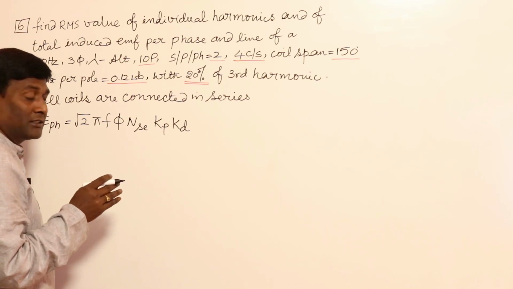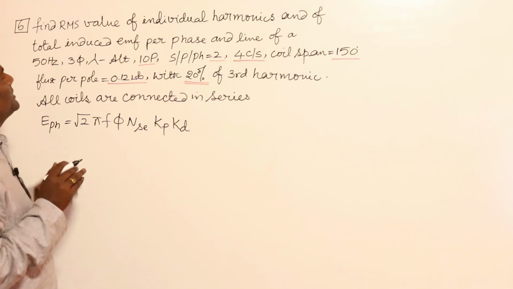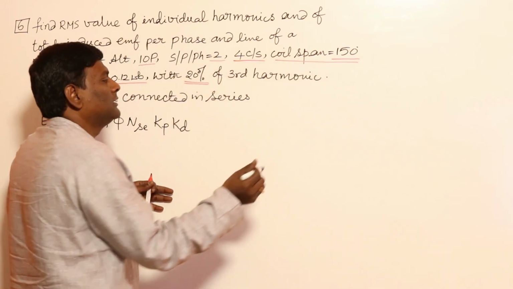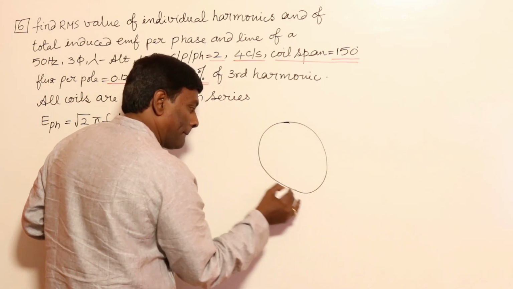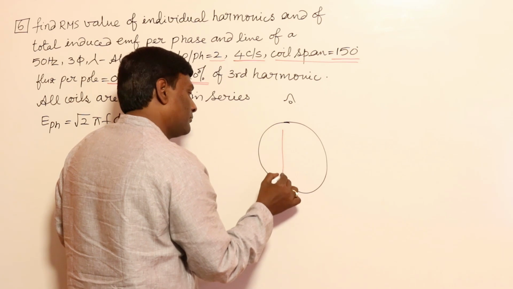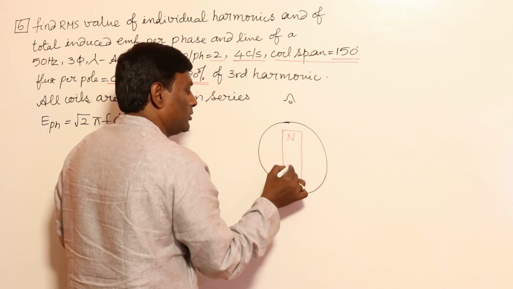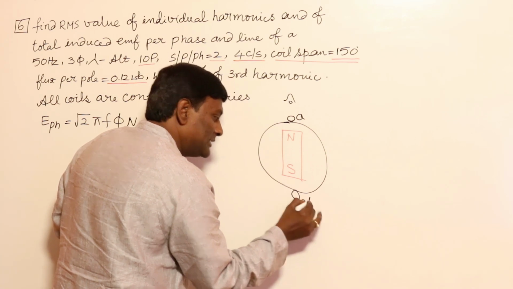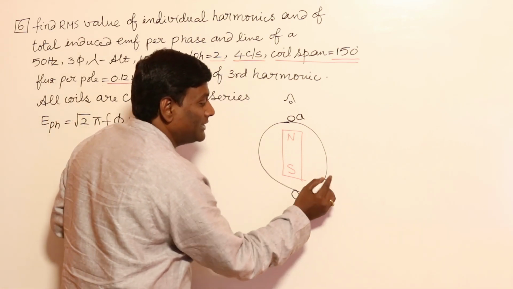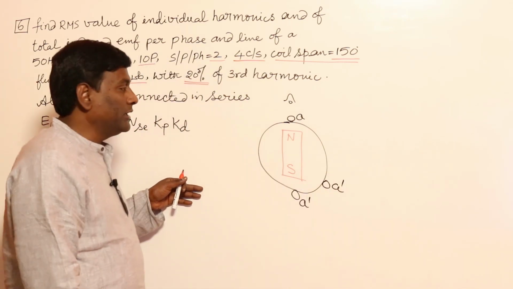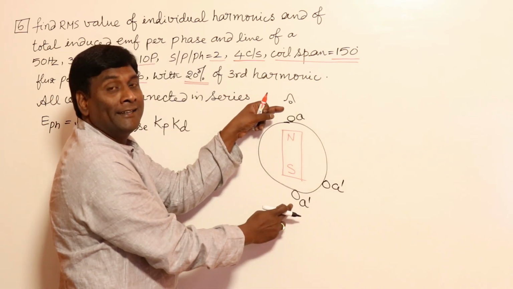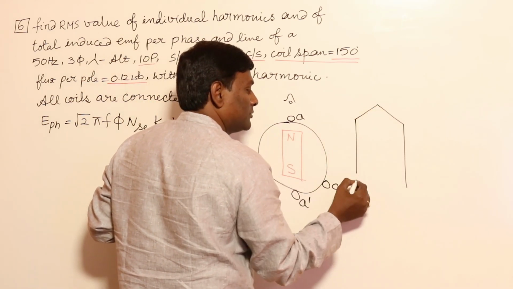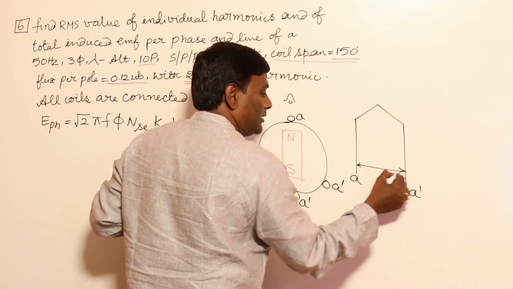In order to calculate the pitch factor, the short pitching angle should be given. Did they give you any information about the short pitching angle? Yes, coil span of 150 degrees. What is coil span? For example, this is a two pole structure. This is N pole, this is S pole. If I keep A here and A dash here, this is a full pitch coil. Rather than keeping A dash here, if I keep A dash here, it is going to be a short pitch coil. Now A to A dash is 180 degrees.